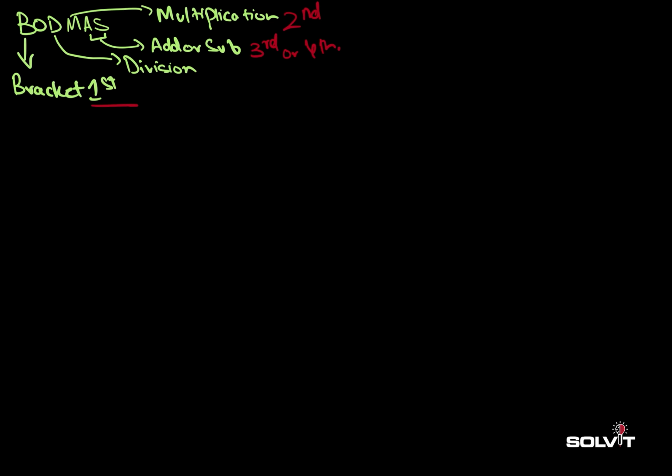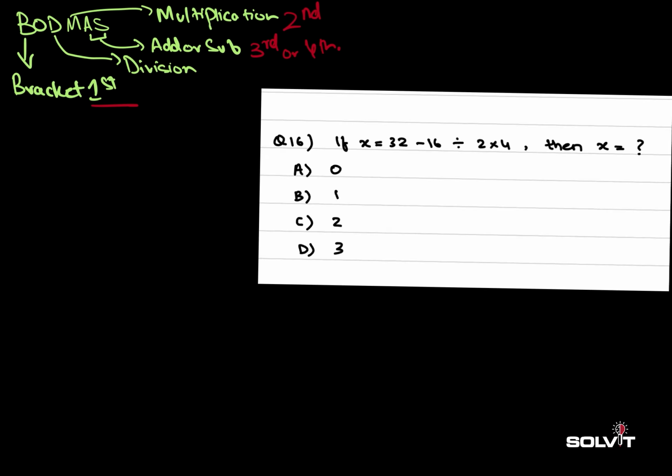So now let's look at question number 16 in the worksheet that is uploaded on the Google Drive for arithmetic problems. What does it state? Question number 16 states that if x is equal to 32 minus 16 divided by 2 multiplied by 4. So the first operation that we need to do is 16 divided by 2. Why? Because the question needs to follow the order of operations, that is BODMAS.